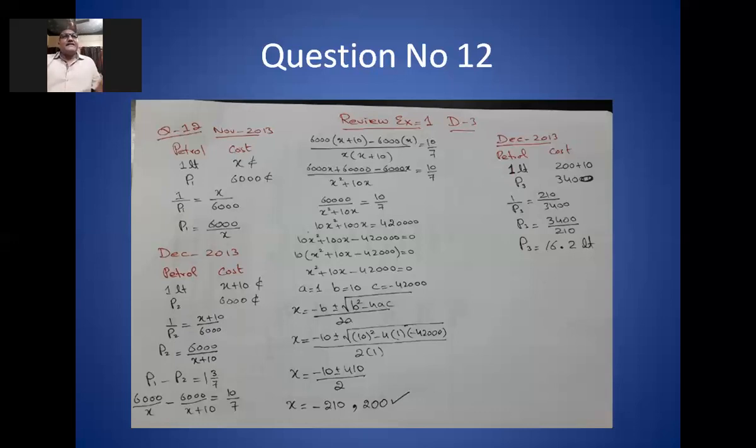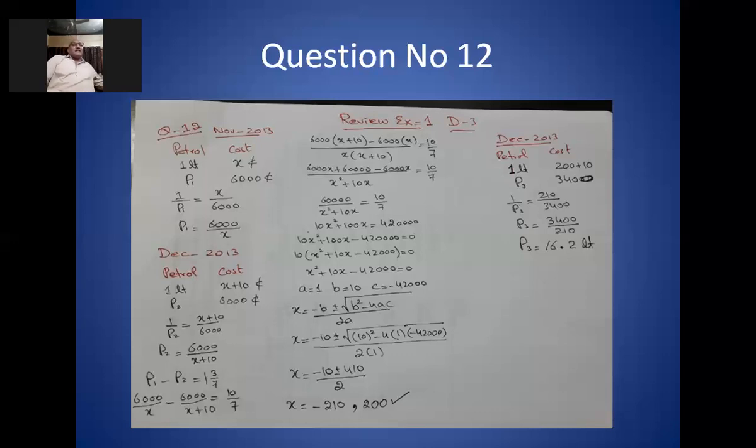Now, this was the second part. Then he says, given that an additional 1 whole 3 by 7 liters of petrol could be bought in November 2013 than in December 2013, form an equation in X and show that it reduces to X squared plus 10X minus 42,000 equals 0.